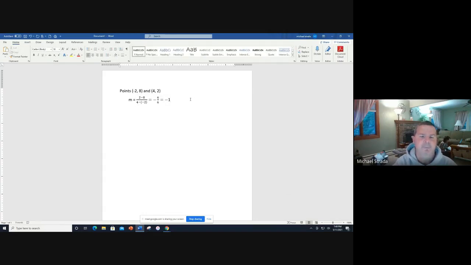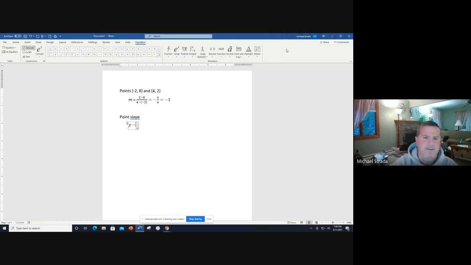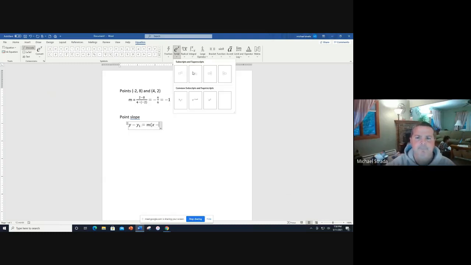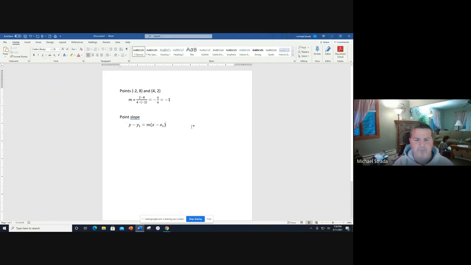Now, point-slope. Point-slope form is y minus y1 equals the slope times x minus x1. Once again, it's not going to matter which point you pick.